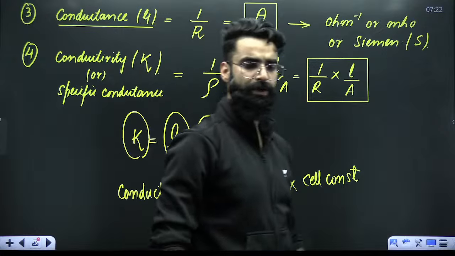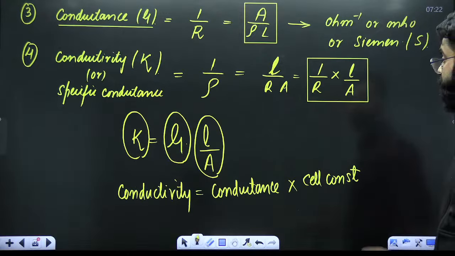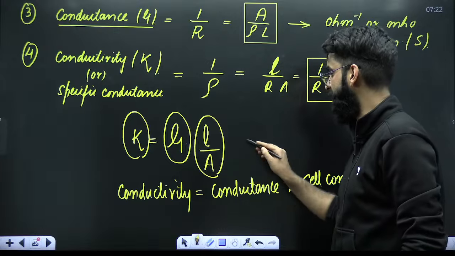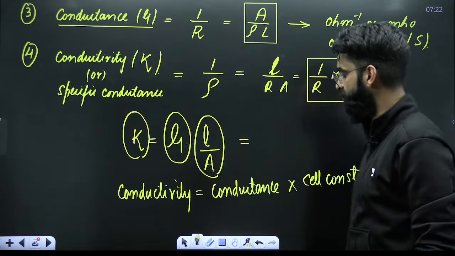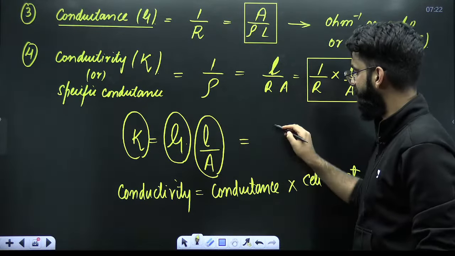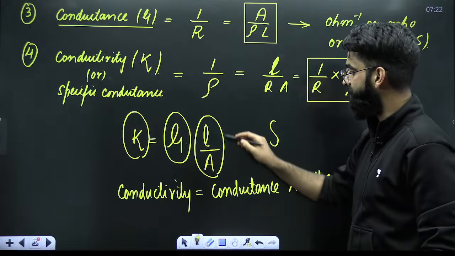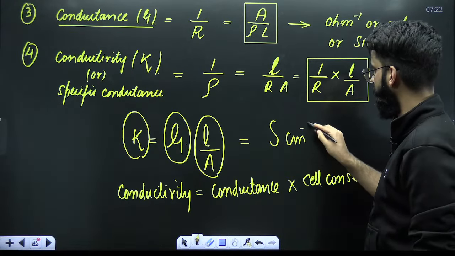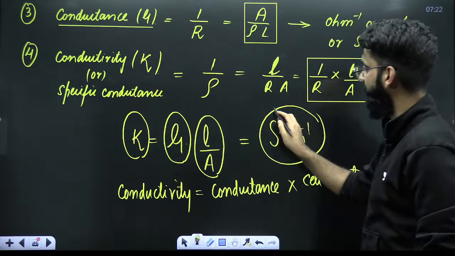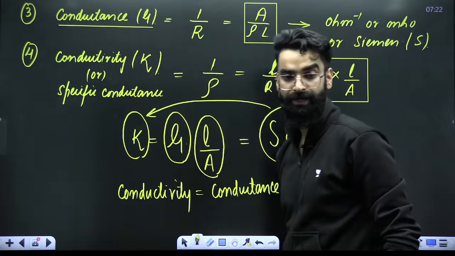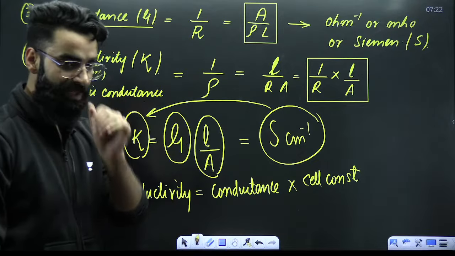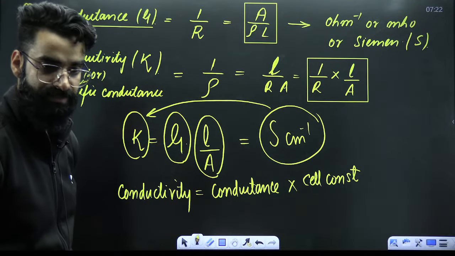Now, if I ask you what are going to be the units of conductivity? Conductivity is equal to conductance multiplied by cell constant. So units of conductivity: this is conductance, you can write it as Siemens. Cell constant: this is centimeter, this is centimeter square, so it's going to be centimeter inverse. So you can write it as Siemens centimeter inverse. It is the unit of conductivity, right? Perfect.